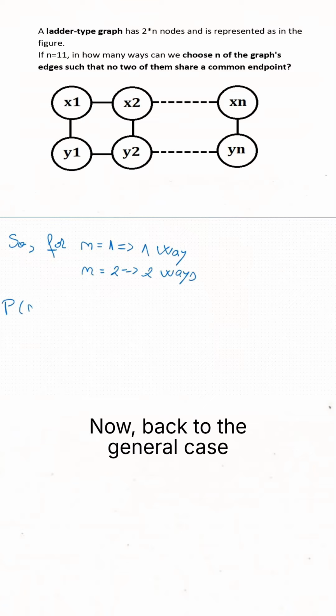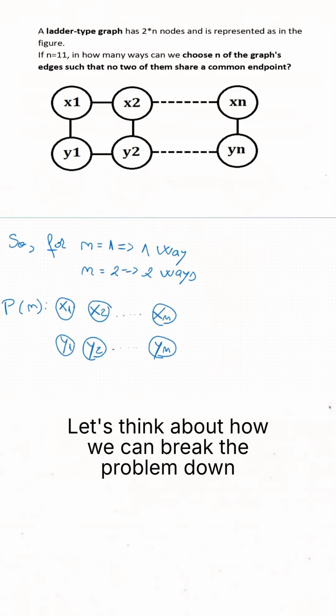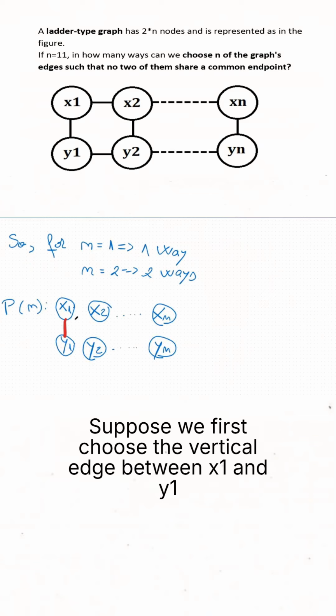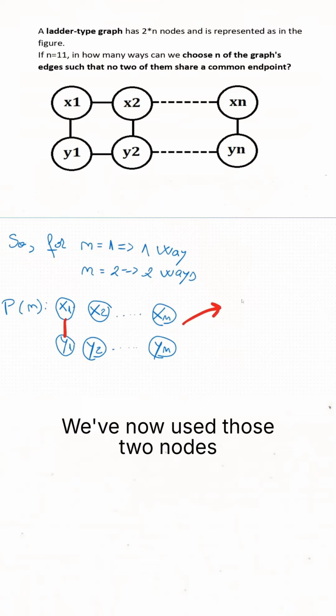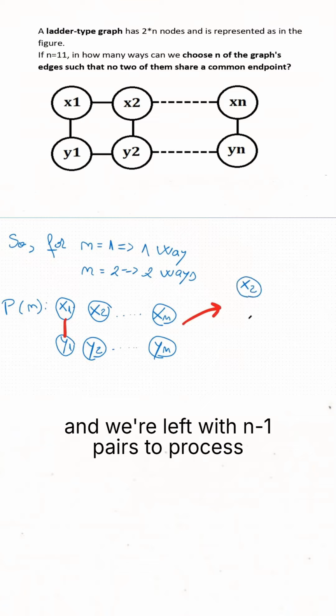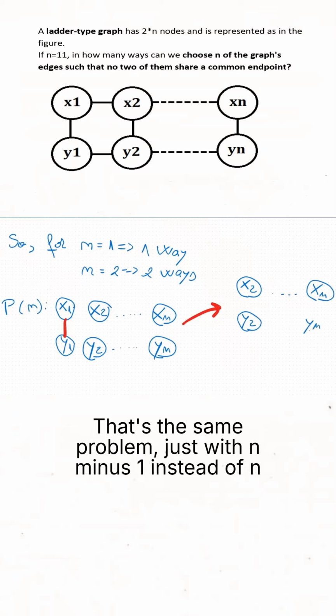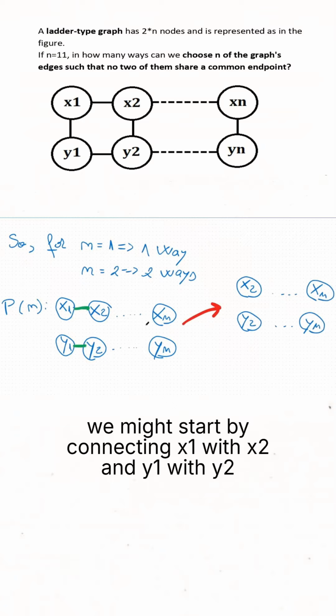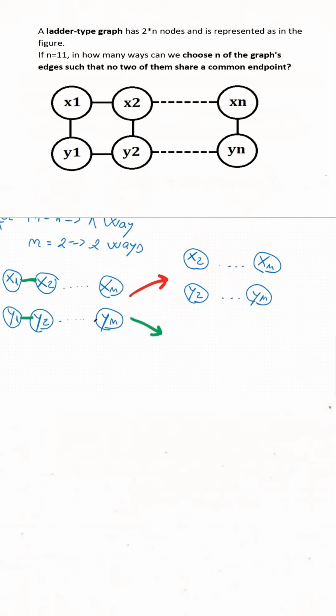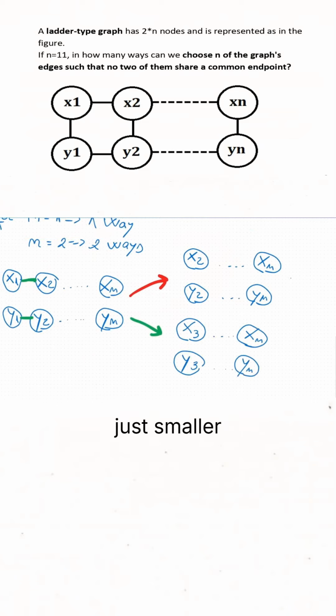Now, back to the general case. Let's think about how we can break the problem down. Suppose we first choose the vertical edge between x1 and y1. We've now used those two nodes, and we're left with n-1 pairs to process. That's the same problem, just with n-1 instead of n. Alternatively, we might start by connecting x1 with x2 and y1 with y2. Now we've used 4 nodes, so we're left with n-2 pairs.